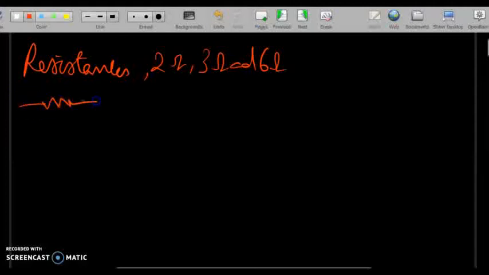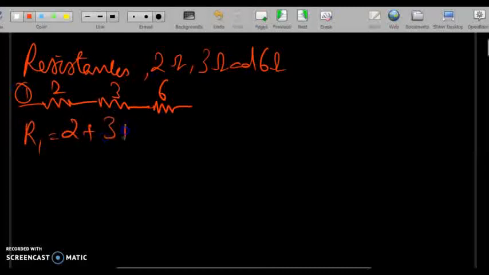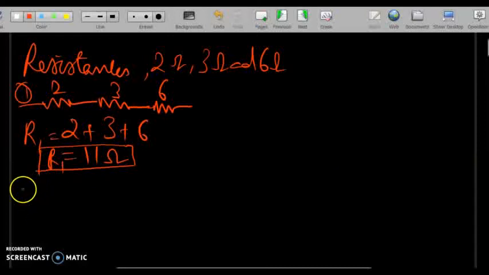Say if I try 2 ohm, then 3 ohm, then 6 ohm in series. So this is the first type of connection. Naturally, I know that the effective resistance will be equal to the sum of these three resistances. That is 11 ohm, but that is not equal to 4 ohm. So we have R1 equal to 11 ohm. That combination is not giving me 4 ohm resistance. Now I try the second one.